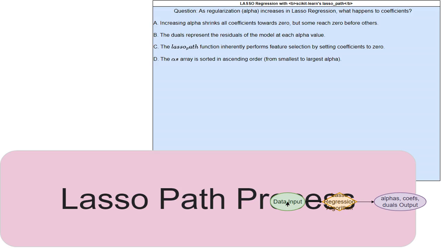As the core of this question, we're using scikit-learn's _lasso_path function, which is a powerful tool for lasso regression. It's like a path through different levels of regularization, showing how our model's coefficients change as we increase the regularization strength. At each step, we're finding coefficients and duals. The output of lasso_path includes three key components: alphas, coefficients, and duals. Alpha controls the strength of the regularization, coefficients reflect feature importance, and duals are the solutions to the optimization problem. This function directly relates to the problem statement and options A and C.